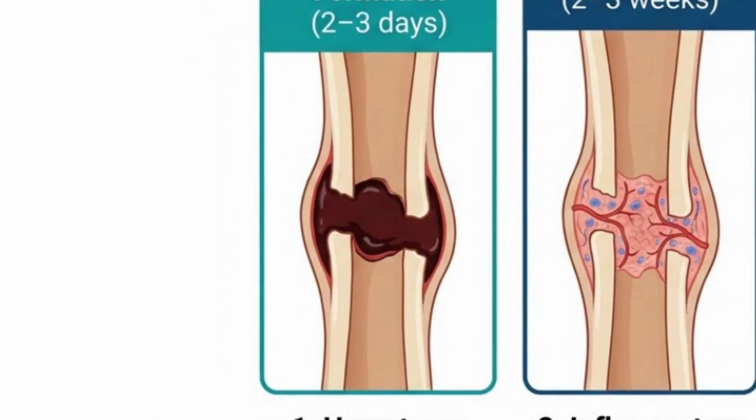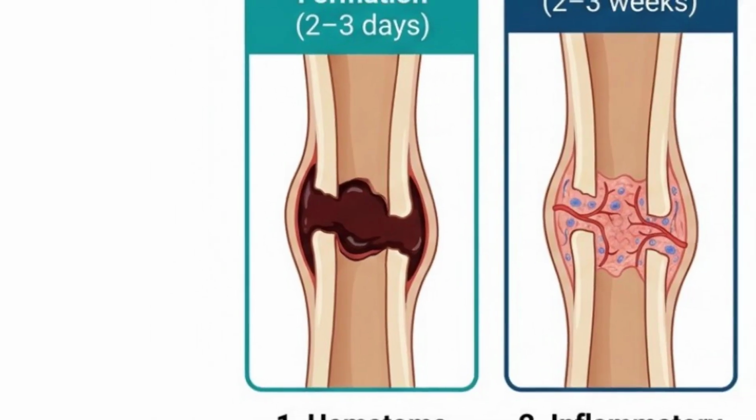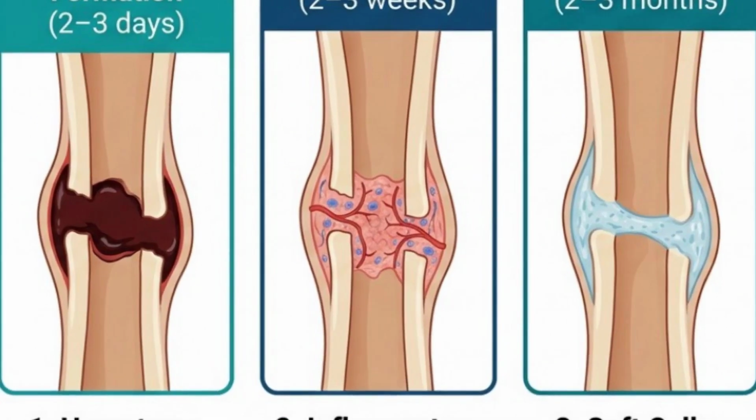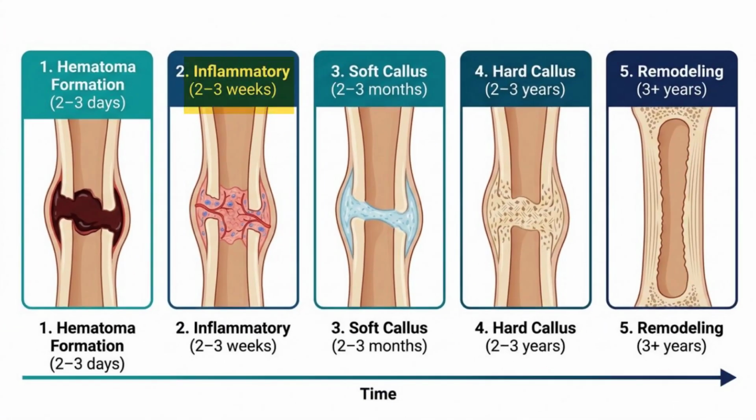Stage 1 is hematoma formation, which takes 2 to 3 days. The fracture tears the nutrient artery, periosteum, and endosteum, causing bleeding and a hematoma at the fracture site. This hematoma releases chemotactic factors that recruit fibroblasts. Stage 2 is the granulation, or inflammatory, stage, which takes 2 to 3 weeks. Fibroblasts migrate in and form a fibrous meshwork between the fracture fragments. This is classic granulation tissue.